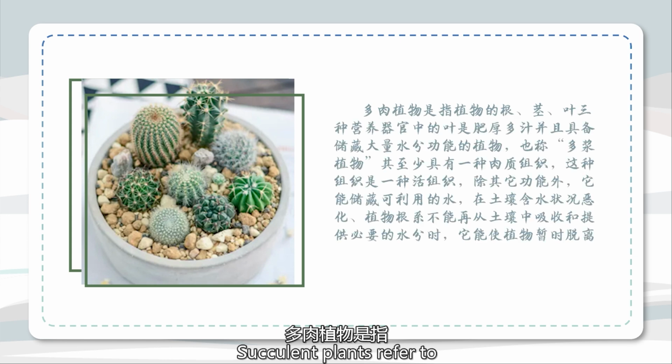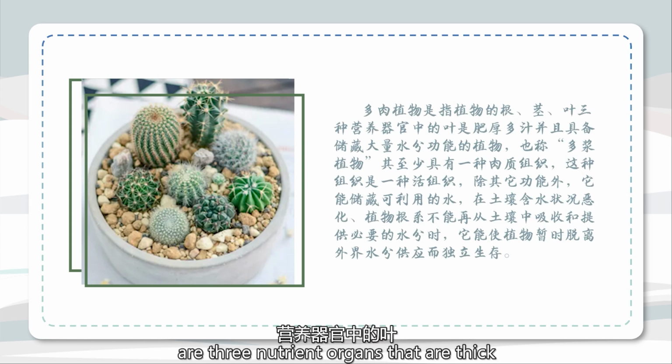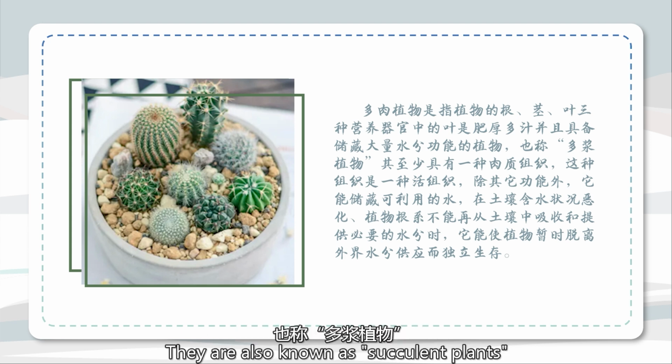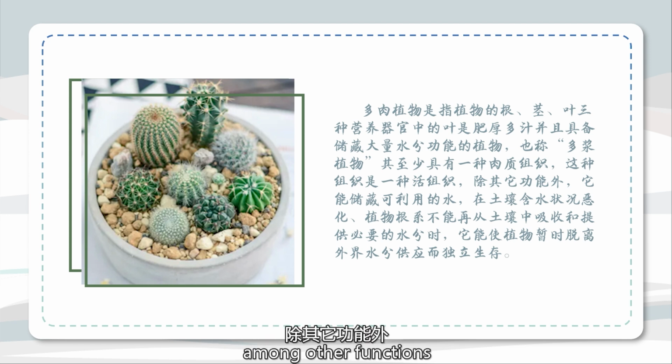Succulent plants refers to plants whose roots, stems, and leaves are three nutrient organs that are thick, juicy, and capable of storing a large amount of water. They are also known as succulent plants. It has at least one fleshy tissue, which is the living tissue that, among other functions, can store usable water.